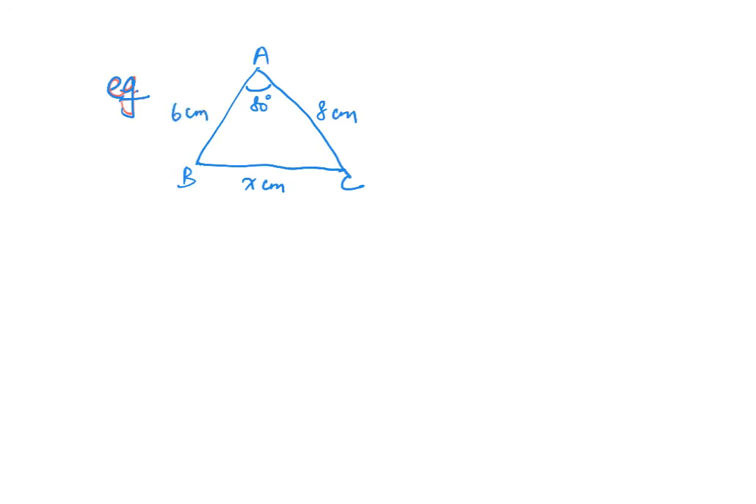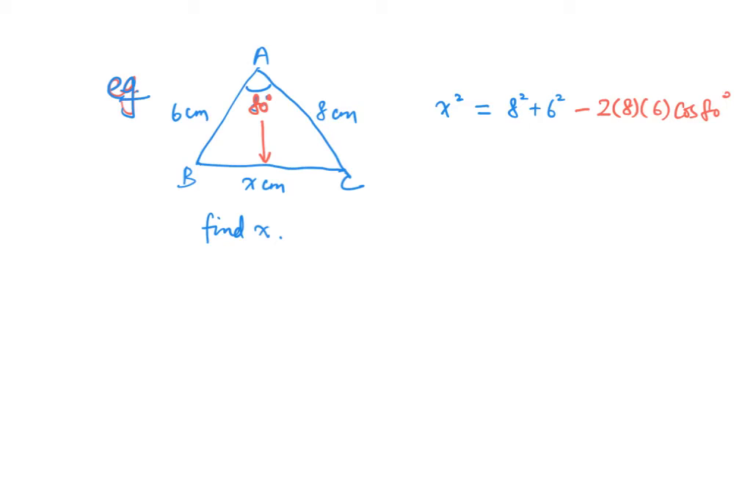Okay, so how to find x? Find x. So we apply the cosine formula. Figure out the angle 80 degrees first and look for its opposite side, which is x. So x squared equals the other two sides, 8 squared plus 6 squared, and then subtract 2 times 8 times 6 times cosine 80 degrees.